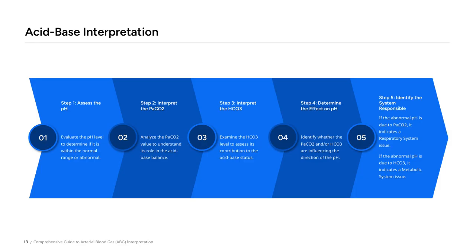In step 4, we compare the effects of PaCO2 and HCO3 on the pH. This helps us determine which system, respiratory or metabolic, is primarily responsible for the acid-base imbalance. Finally, in step 5, based on that comparison, we identify the responsible system. If the pH abnormality is due to PaCO2, it signals a respiratory issue. If it's due to HCO3, it's a metabolic problem. Recognizing this connection is key to understanding the underlying cause of the disturbance.